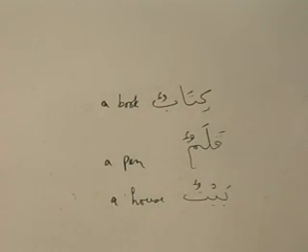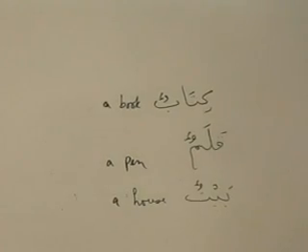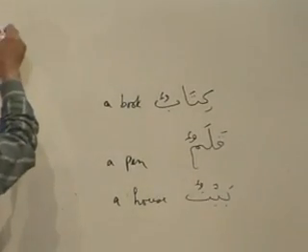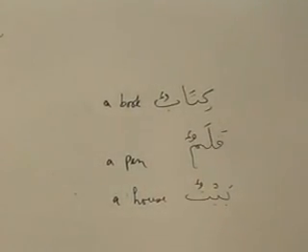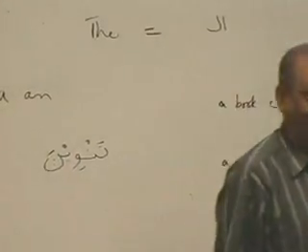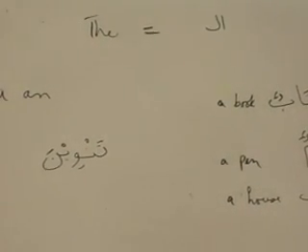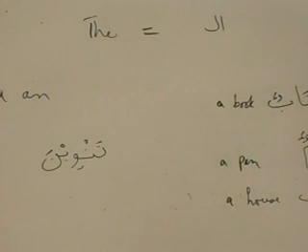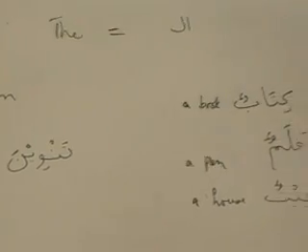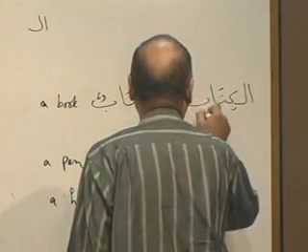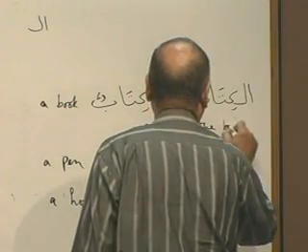And then, how do I make it definite? So, definite, which is the in English, we have to add al to the noun. So I want to say the book. What will I do now? Al kitabu. I cannot have tanween. Al kitabu. The book. Okay, brothers and sisters?